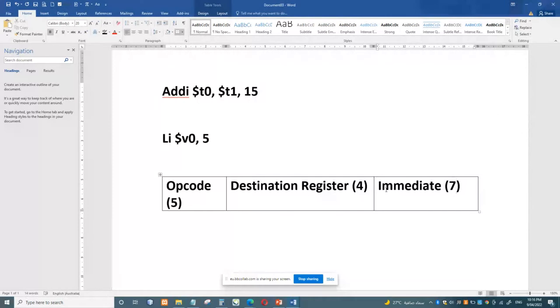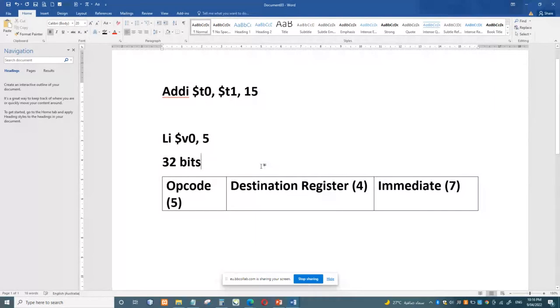But if it is a signed number, that means 2's complement representation, it can be minus 64 to plus 63. Only minus 64 to plus 63. You can understand that with only 7 bits, you cannot use a huge big number. So, fortunately, our instruction size is not only 16 bits. Usually, most of the time, especially in MIPS, instructions are 32 bits.